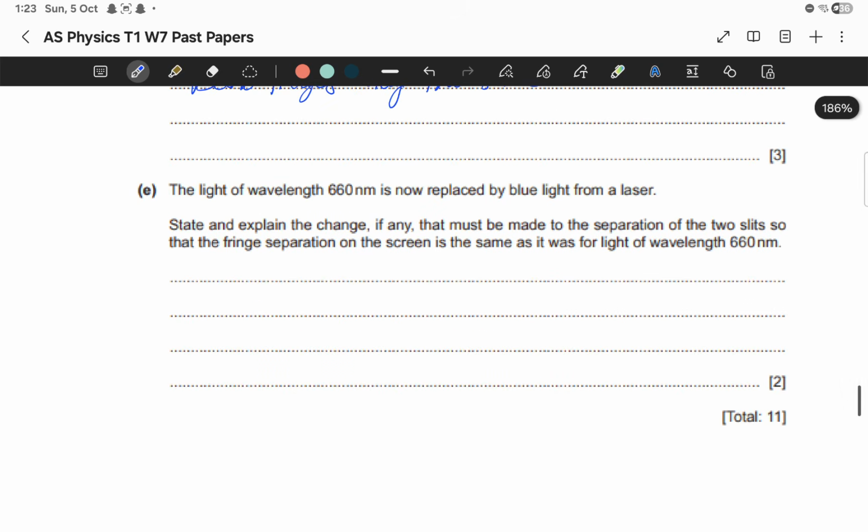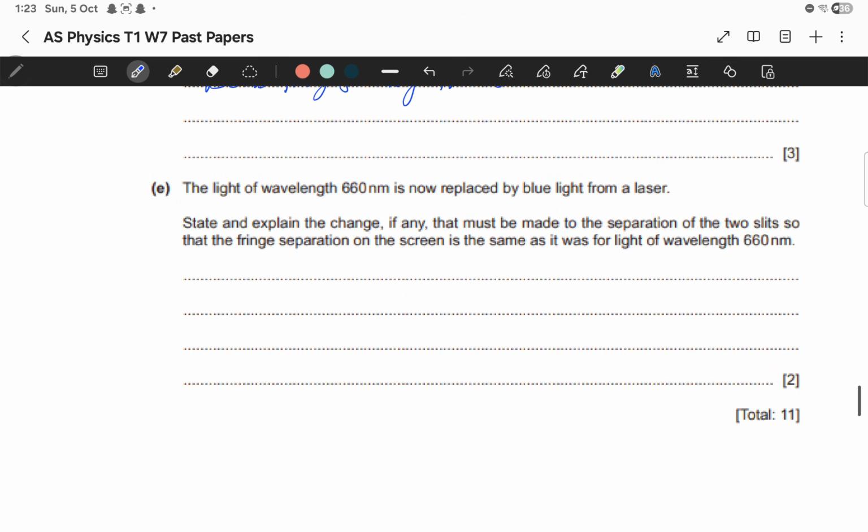So these are the 3 marks. Now, light of 660 nanometers is replaced by blue light. Since blue light, I'll just tell it to you from now, please memorize the spectrum of the colors, by the way. Blue light has a shorter wavelength.